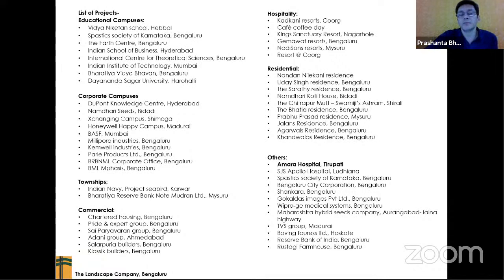My firm has worked on various projects across the board, different scales, different types of projects, typologies, educational campuses. Our current project is designing a 150-acre campus for Dayanand Sagar University in Harohalli. We have done corporate campuses. We've done Namdari Seeds corporate campus in Bidadi. They take us all over India for their landscape design. We have done some townships for Indian Navy, Project Seabird, Karwar, Reserve Bank, Mysore.